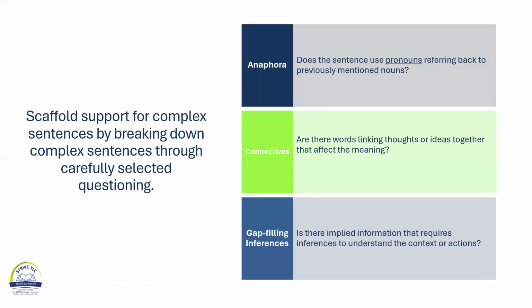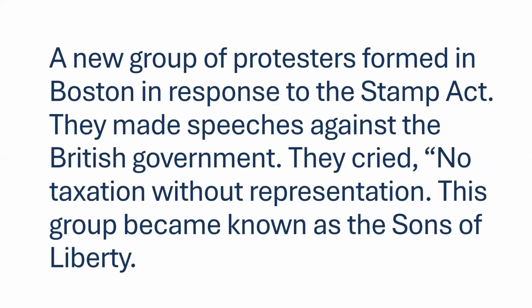Remember, we're looking for anaphora, we're looking for connectives, we're looking for inferences that have to take place, or information that students may need to understand more in depth because they have to make an inference. So the first thing I'm going to ask is, who were they in this sentence? They made speeches against the British government and they cried, "No taxation without representation." They refers back to the group of protesters.